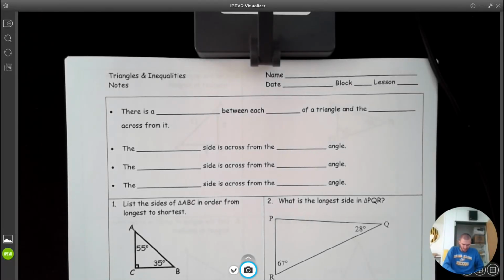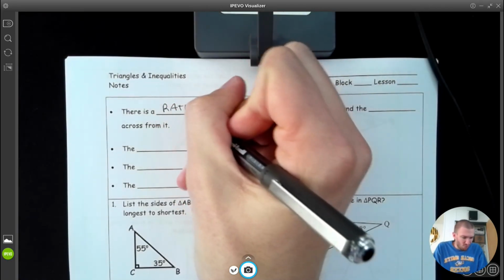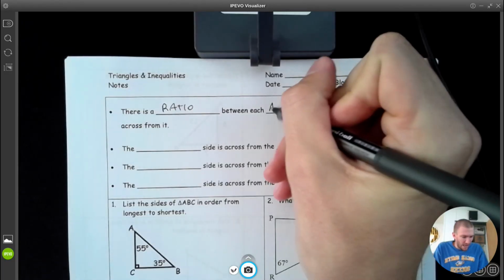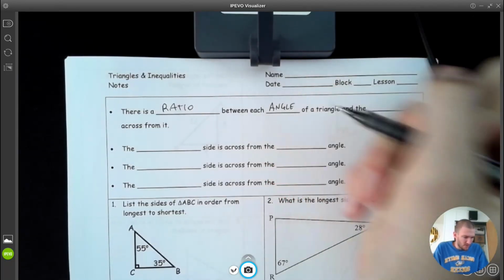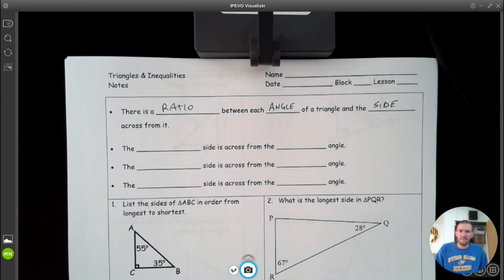What's up, everybody? We're going to be quickly going through the notes on triangles and inequalities. Basically, you want to think about this as a really easy topic, something that every time you use triangles for the rest of your life, you want to keep in your mind. And it is that there is a ratio between each angle of a triangle and the side across from it.